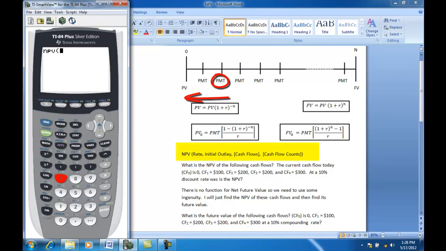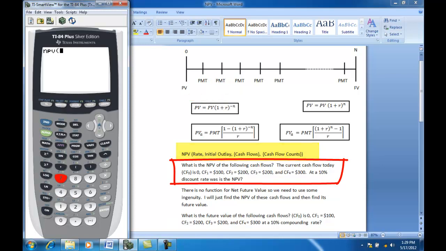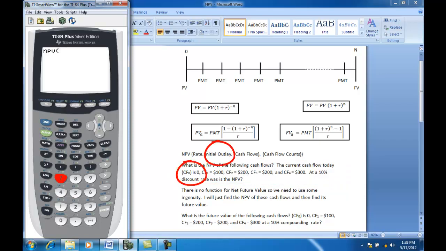Now let's go ahead and do this problem here. What is the net present value of the following cash flows? The current cash flow today is 0. If you see here on this function, here's your outlay, and we're going to have that 0. Cash flow 1 would be 100, cash flow 2 is 200, cash flow 3 is again 200, and cash flow 4 is 300. And we're going to discount them back at a 10% rate.